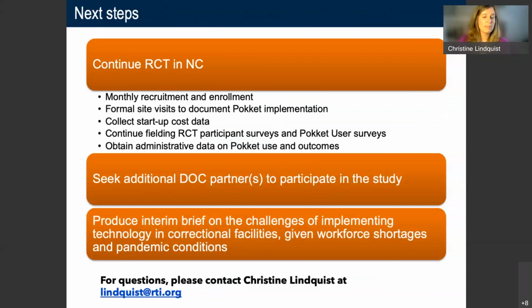So in terms of next steps, we are continuing to plug away in North Carolina. We're monitoring the pipeline of cases very closely. Our partners at DPS are monitoring this and doing their best to get people who are eligible into RSTEP and identify eligible people for the study. They're also working on increasing Pocket usage. In terms of our activities, we are getting ready to start our data collection for the cost study. We hope to be able to do in-person site visits to document Pocket implementation and keep doing what we're doing.